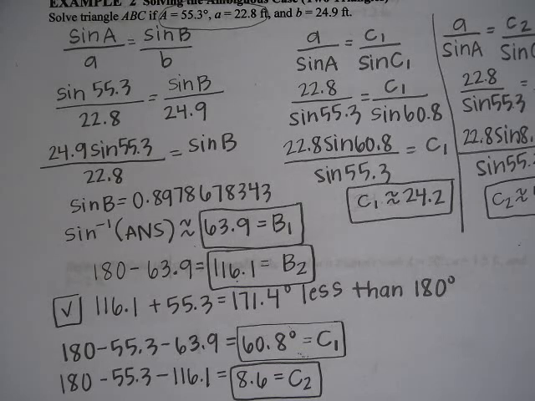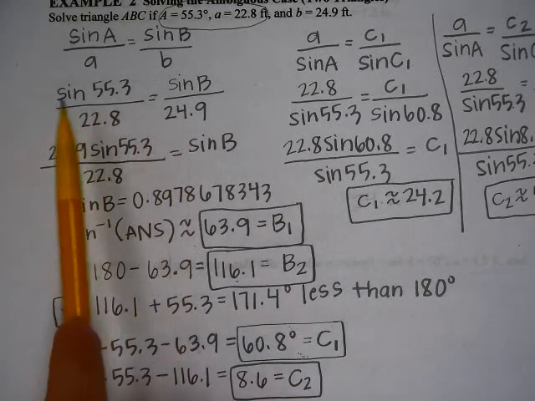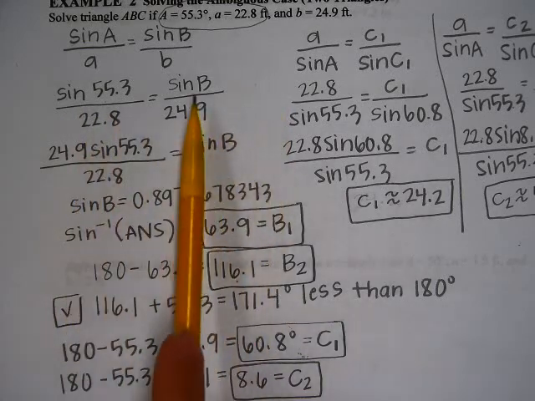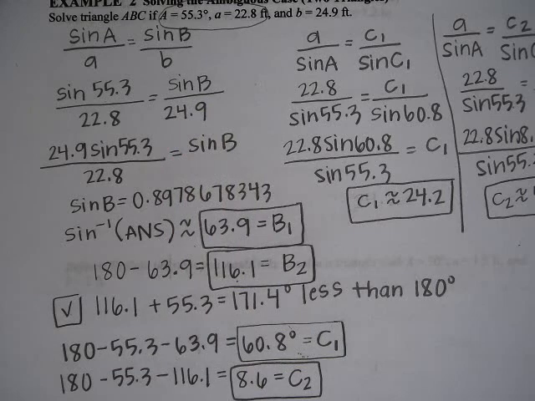So we set this up, plug in what you know, and so we have sine of 55.3 over 22.8, and then sine of big B over 24.9, okay? Cross multiply. And again, we're solving for an angle measure, so how do we type this in? Using the inverse, okay? So we wrote all that out there, sine inverse of your answer. You do not have to type all of that out twice. You can just simply do second answer on your calculator.